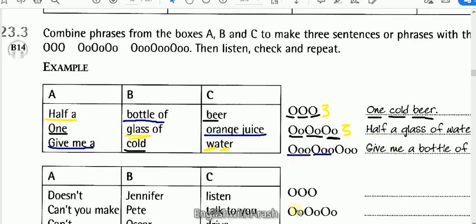The next part, it's your turn. Let's see if you can do it. First, if you have any question, make sure you ask me.